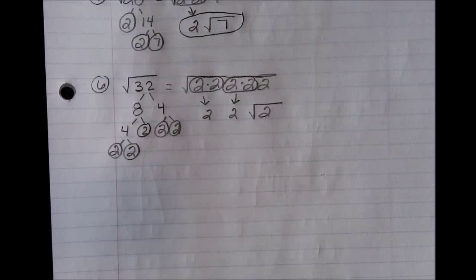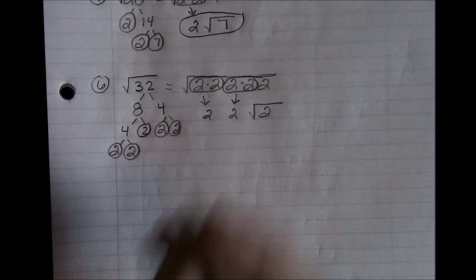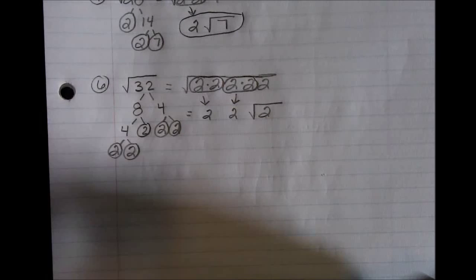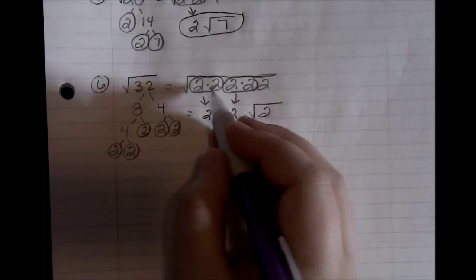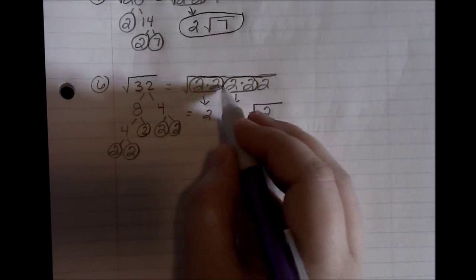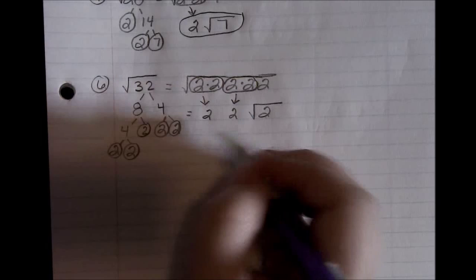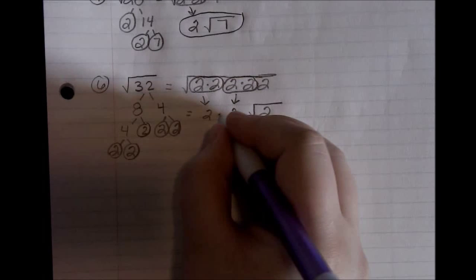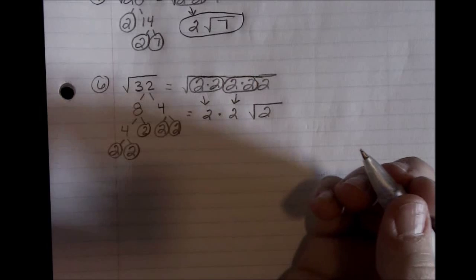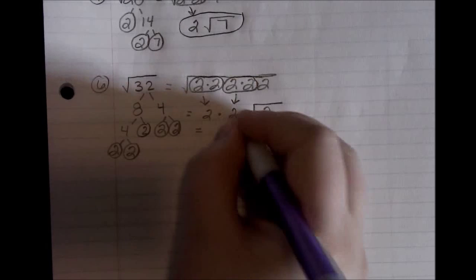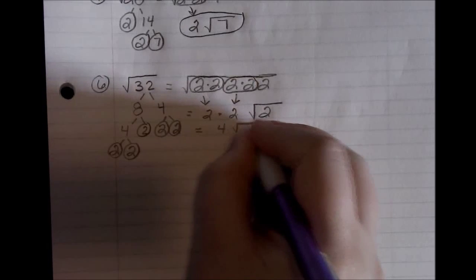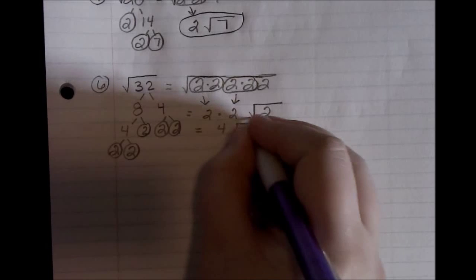So the question remains, what do we do with these 2's that we released from the radical? When they were under the radical, these little dots mean that they were being multiplied. So when you pull them out of the radical, they are still going to be multiplied by each other. So 2 times 2 gives me 4, and then I have my square root of 2.